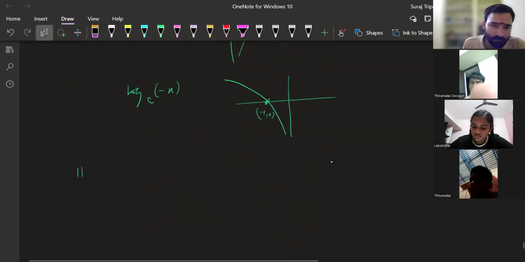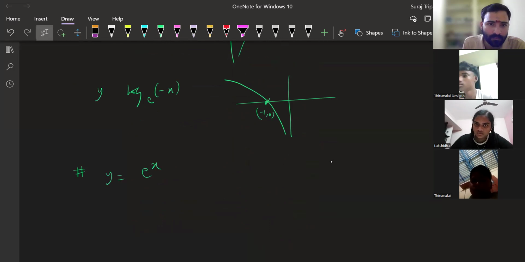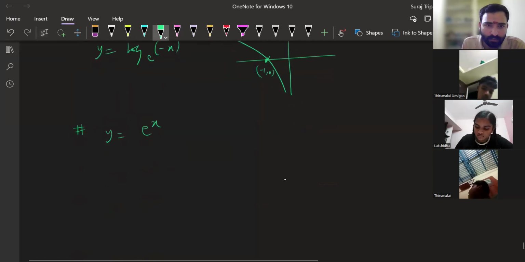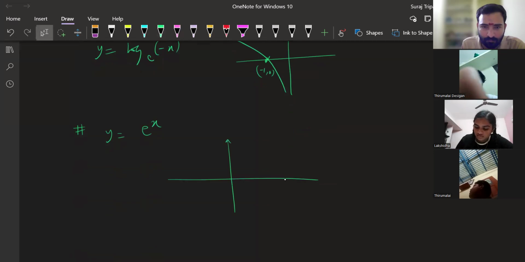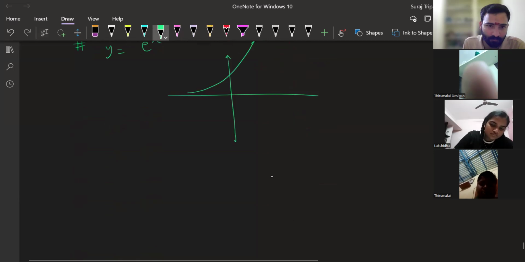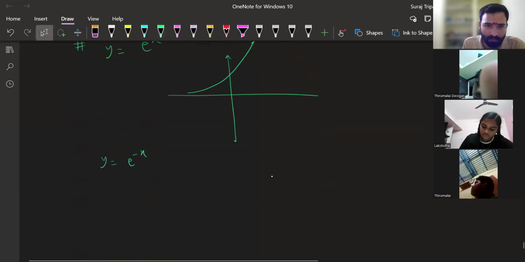Next graph, y equals e raised to x. So its graph is this. This is the graph of y equals e raised to x. So what will be the graph of y equals e raised to minus x?